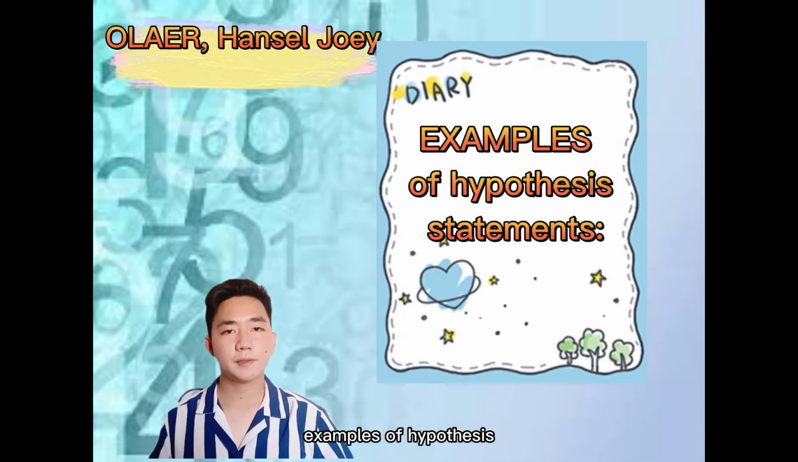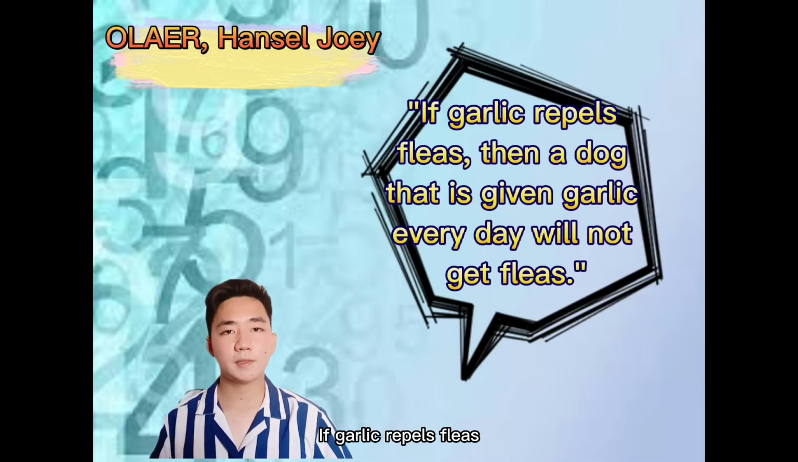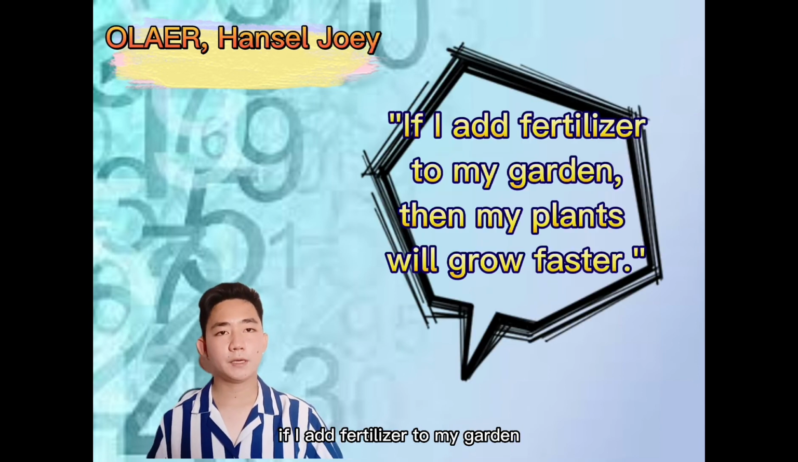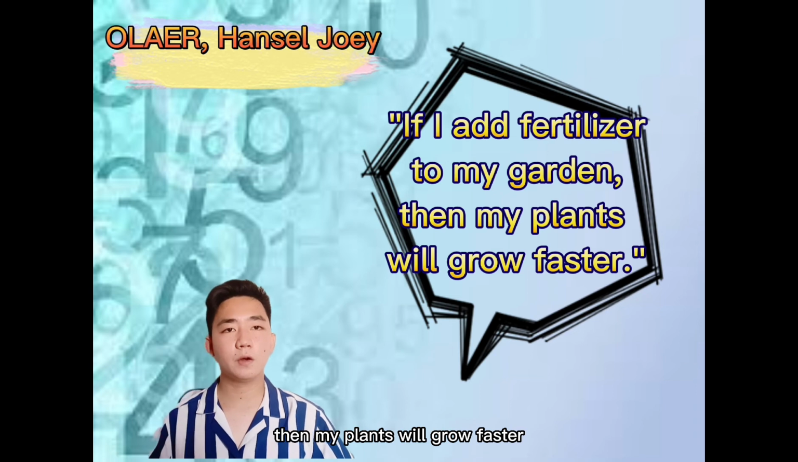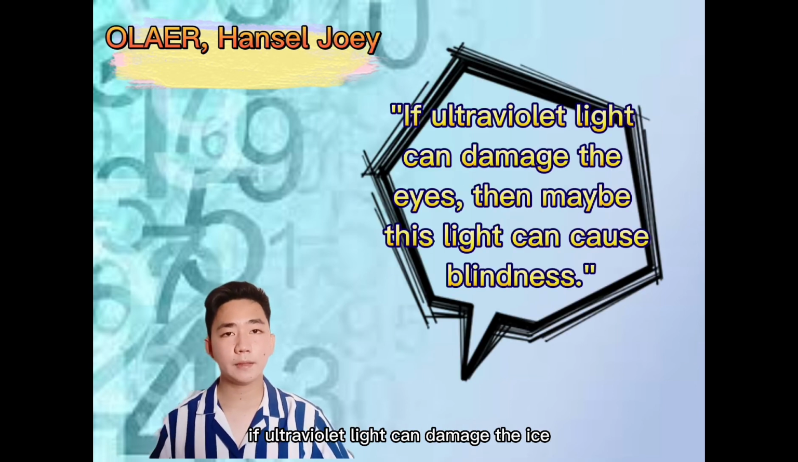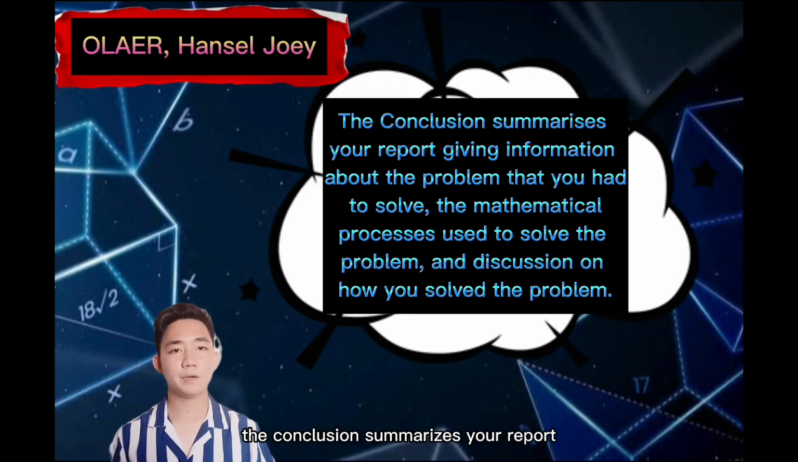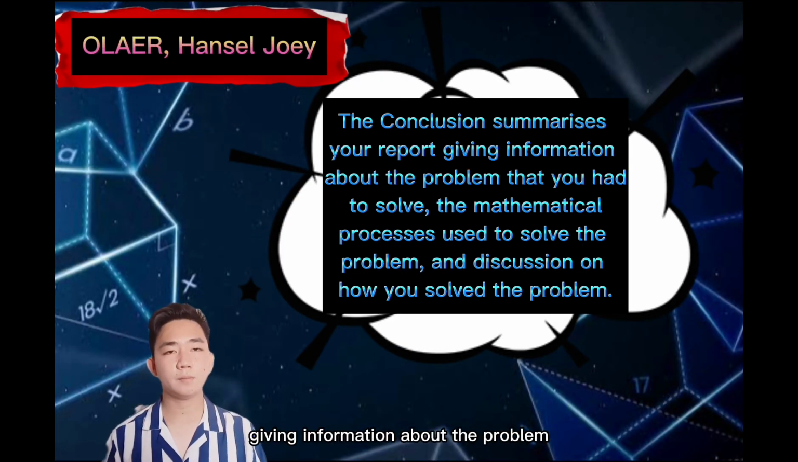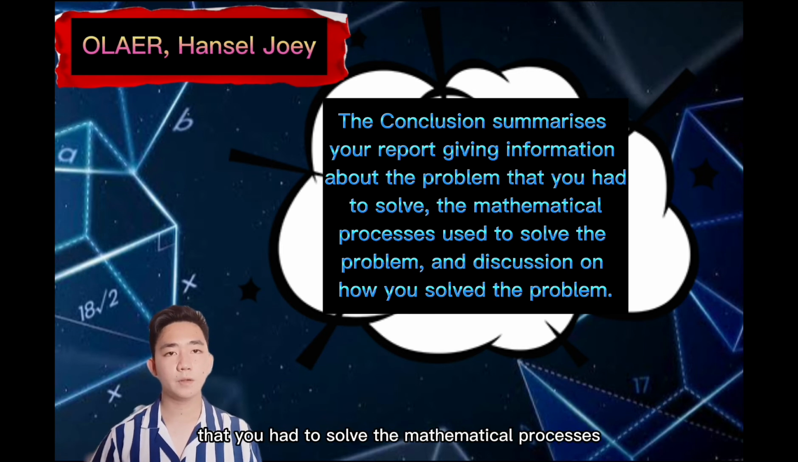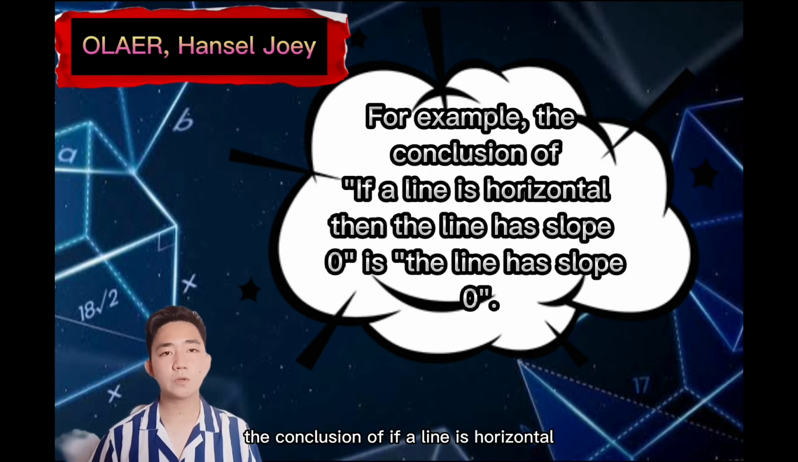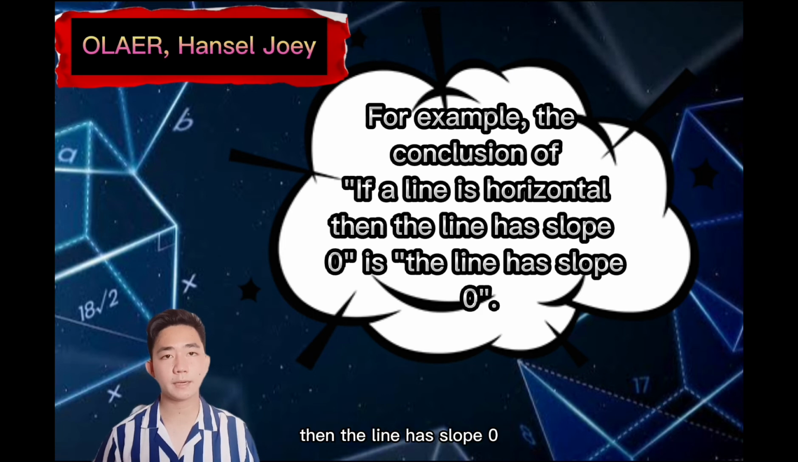Examples of hypothesis statements. If garlic repels fleas, then a dog that is given garlic every day will not get fleas. If I add fertilizer to my garden, then my plants will grow faster. If ultraviolet light can damage the eyes, then maybe this light can cause blindness. The conclusion summarizes your report, giving information about the problem that you had to solve, the mathematical processes you used to solve the problem, and a discussion on how you solved the problem. For example, the conclusion of "if a line is horizontal, then the line has slope 0" is: the line has slope 0.